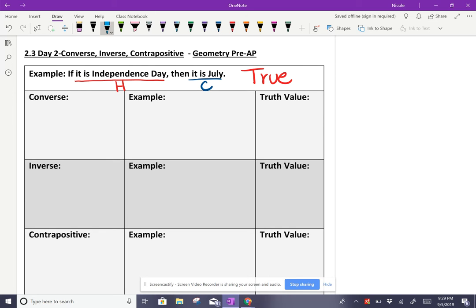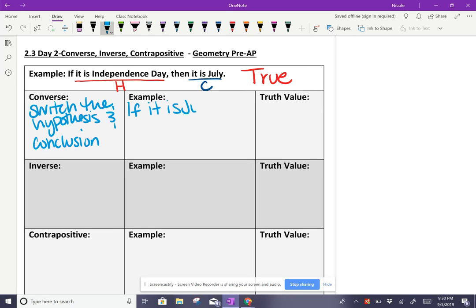Conversely, or the converse, is when we switch the hypothesis and the conclusion. So we trade places. This includes the if and then. We change the whole makeup of this statement. So our previous conditional statement said, if it is Independence Day, then it is July. The converse tells me to swap the hypothesis and conclusion. If stays in the same place. So if it is July, then it is Independence Day.